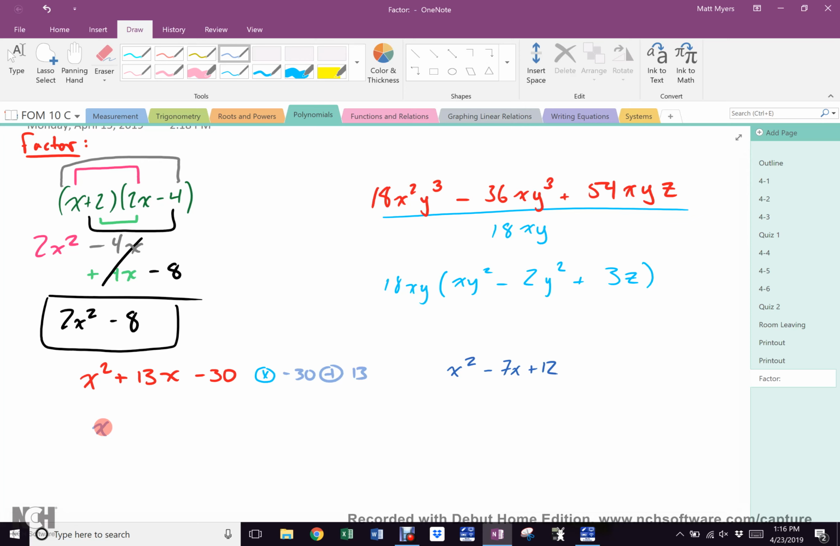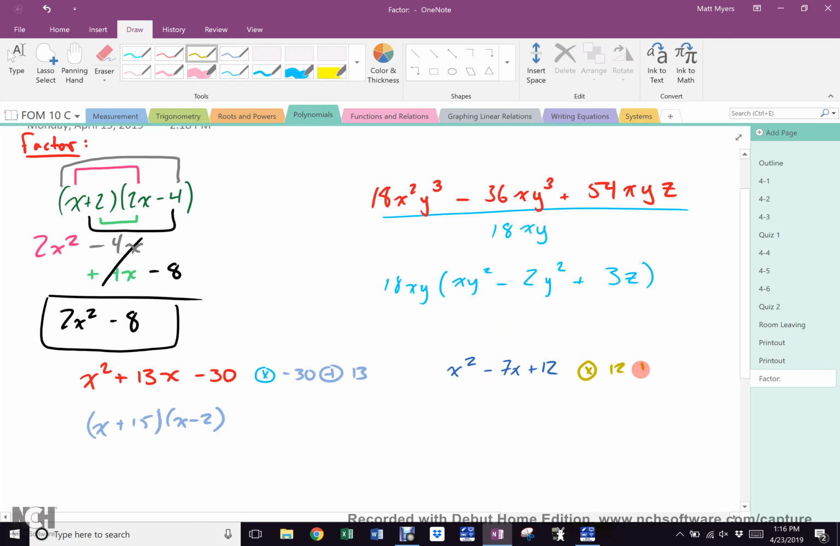Okay. One's positive, one's negative. But that doesn't add to 13, does it? So what is it really? It's 15 and 2. X plus 15, x minus 2. Got to remember, sometimes you got to go past the 12 times table. 15 minus 2 is 13. 15 times negative 2 is negative 30. And what's this guy?